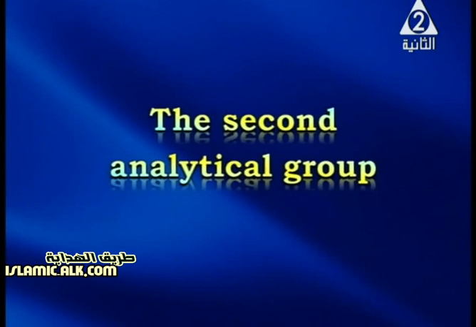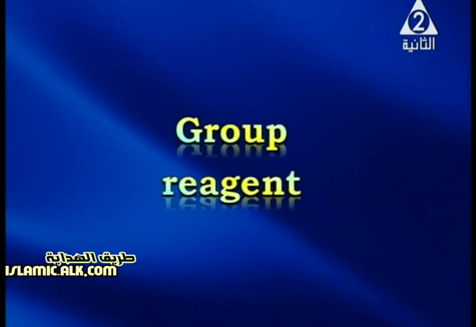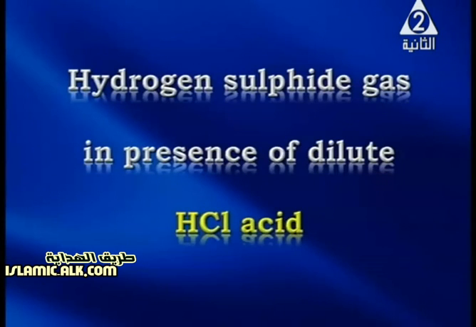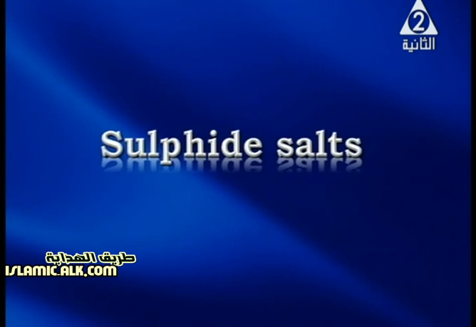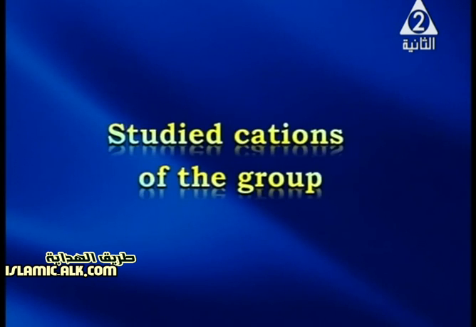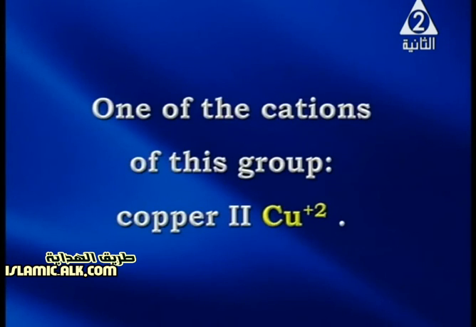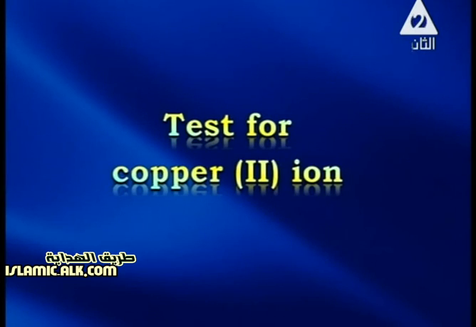The second analytical group. The group reagent is hydrogen sulfide gas in the presence of dilute hydrochloric acid. It is added to make an acidic medium in the reaction. And the precipitate here will be sulfide salt. One of the cations that we are going to study is copper 2, Cu positive 2.